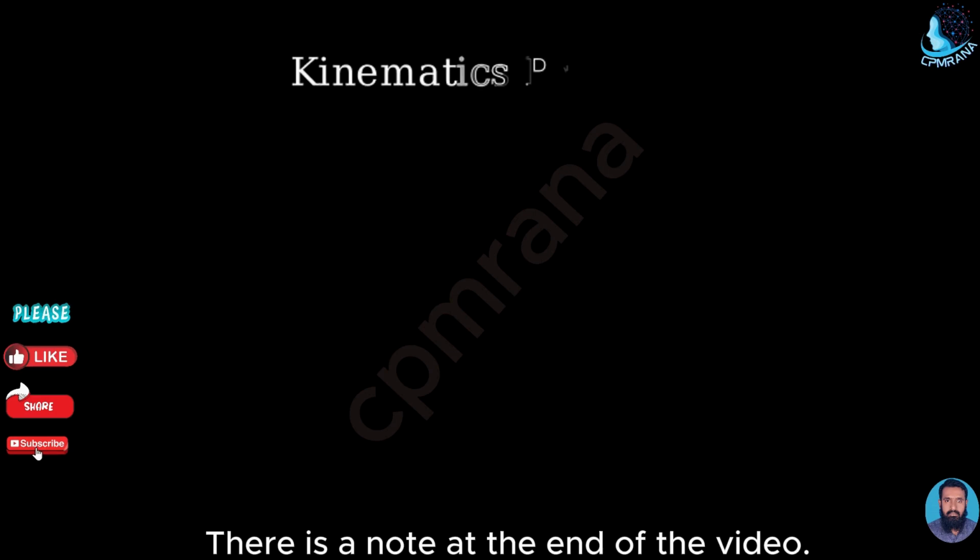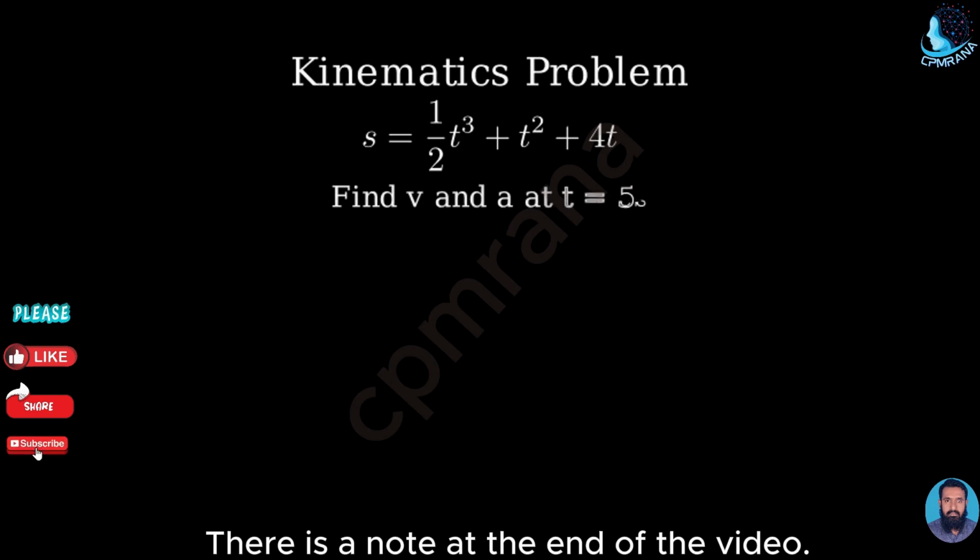Let's solve a kinematics problem involving derivatives. We have a particle moving along a straight line, where its distance s in meters is given by the equation s equals 1/2 t cubed plus t squared plus 4t, where t is in seconds. We need to find the velocity and acceleration after 5 seconds.